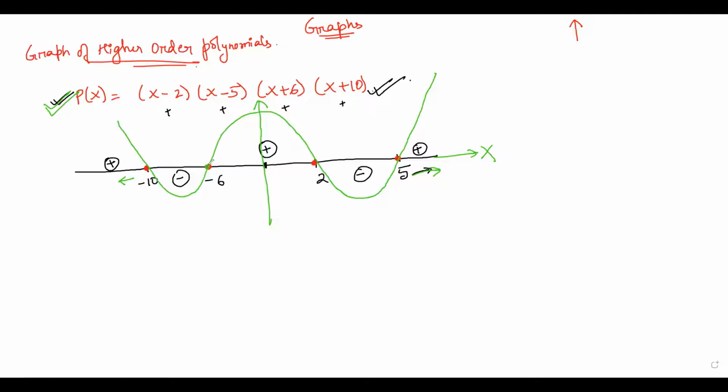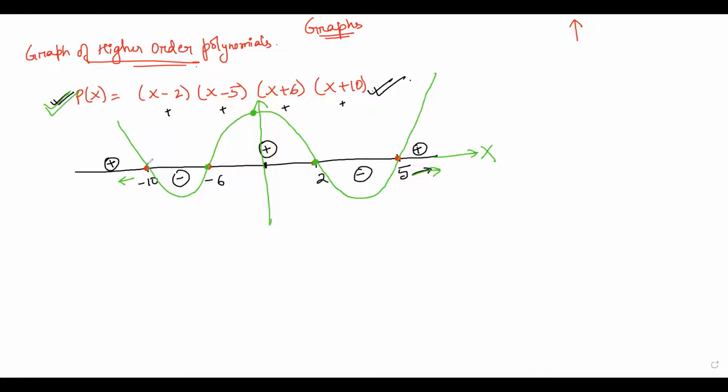And between minus 6 to plus 2, the value of p(x) is positive, and initially the value of p(x) kept on increasing and then it attained a local maximum value, post which the value kept on decreasing, and then it attained a value of 0 at the critical point, that is at x equal to 2.